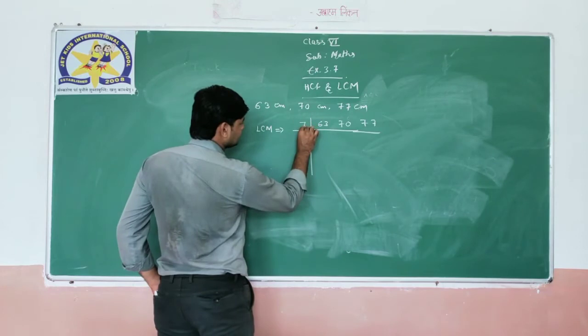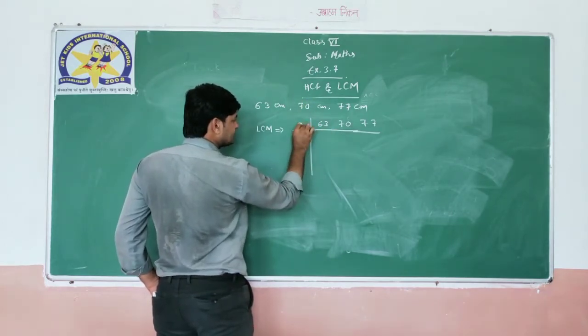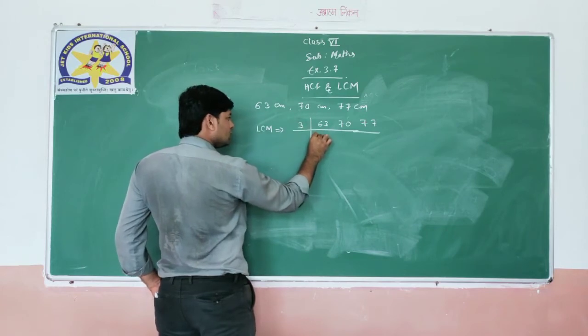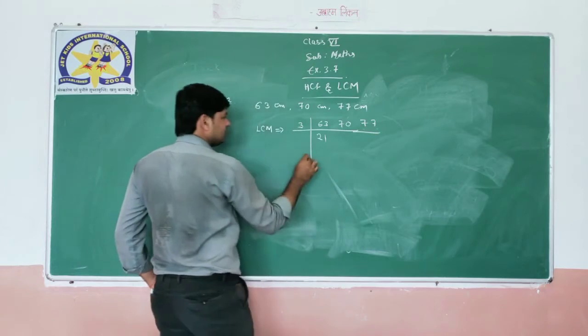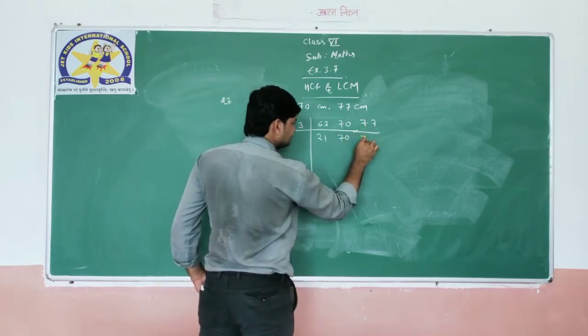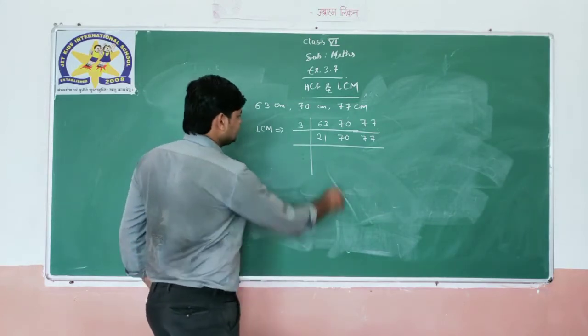Then, is it divisible by 2? No. Is it divisible by 3? Yes. 21 is not divisible by 3. It is divisible by 2.